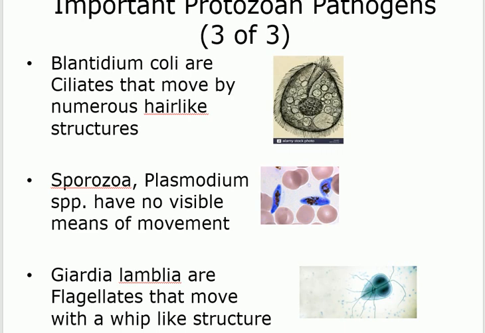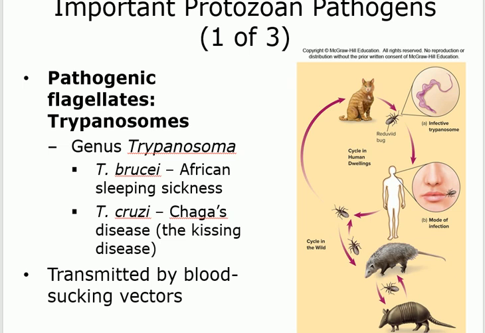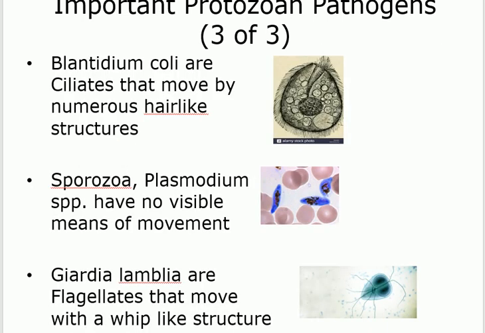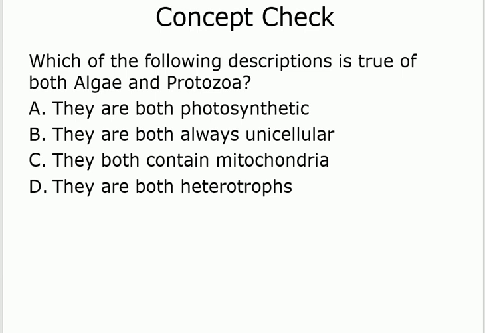So which types use flagella? Trypanosoma and Giardia. Both of them use flagella. It's different, but they use flagella anyway. Which one does not move? That does not have a means of movement? Plasmodium. Which one uses the cilia? Balantidium coli. Balantidium coli. And which one uses the pseudopodia? The amoeba or the Entamoeba histolytica, as an example.